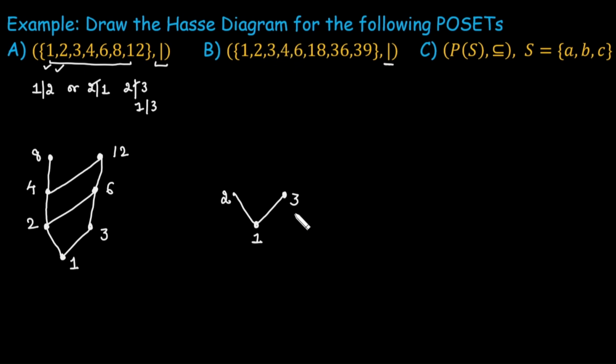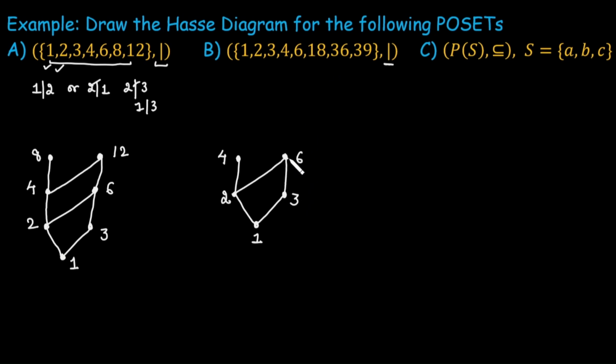Whether 3 divides 4? No. 2 divides 4? Yes. So its level is 1 above to this. Whether 4 divides 6? No. Whether 2 divides 6? Yes. It means the 6th level is at the second floor and we have joined 2 with 6, as well as we are going to join 3 with 6, because 3 divides 6.